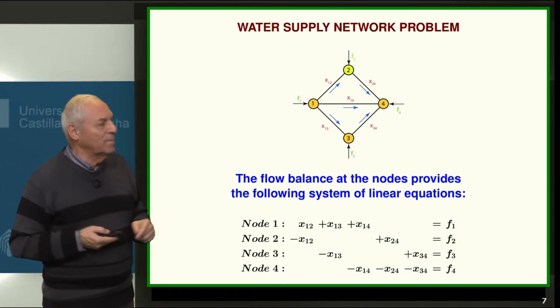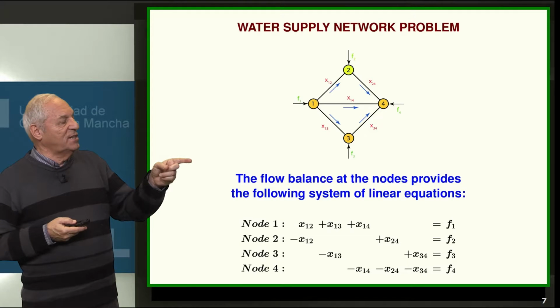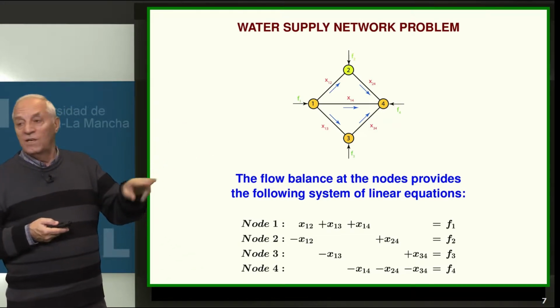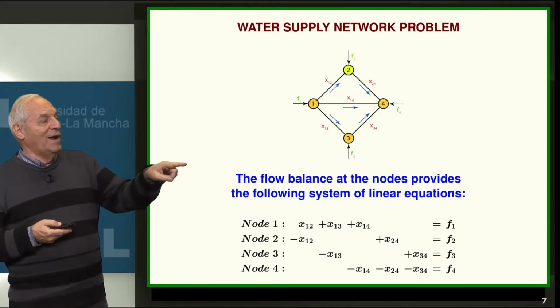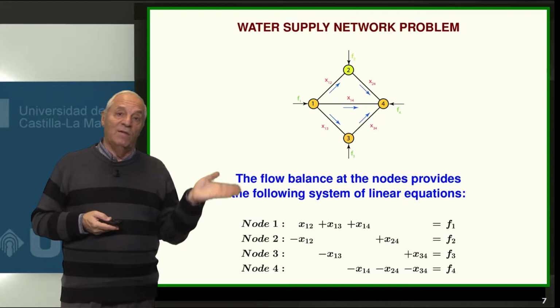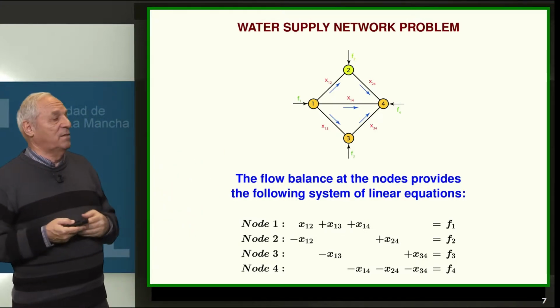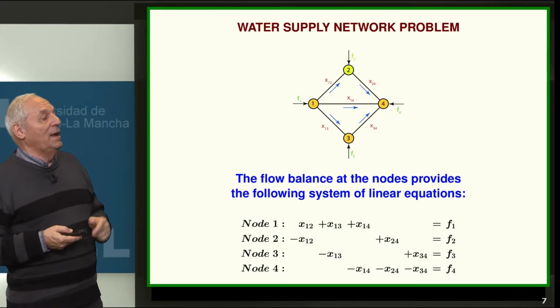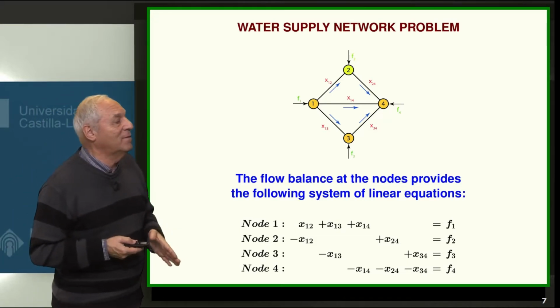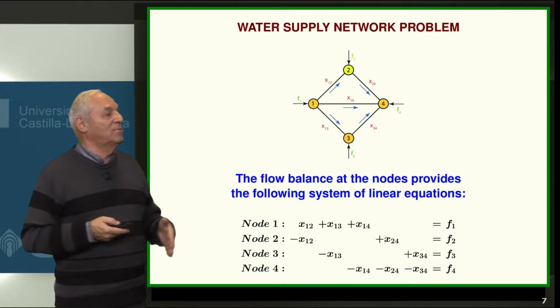In the case of node 3, we have that the flows that enter are F3 and x13, and what comes out is x34. So, if the x13, from here in the equation, we move it to the other member, we have F3 plus x13, which is what enters, equal to what comes out, that is x34.